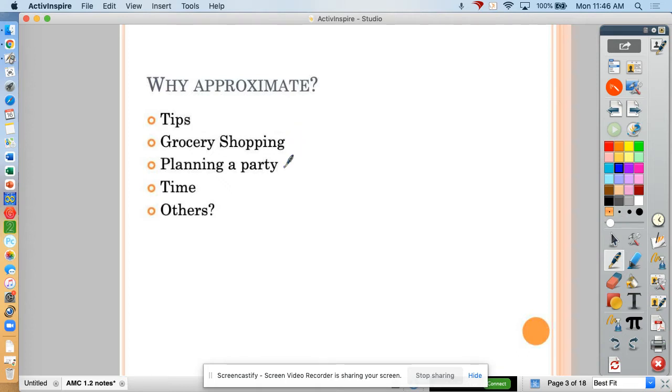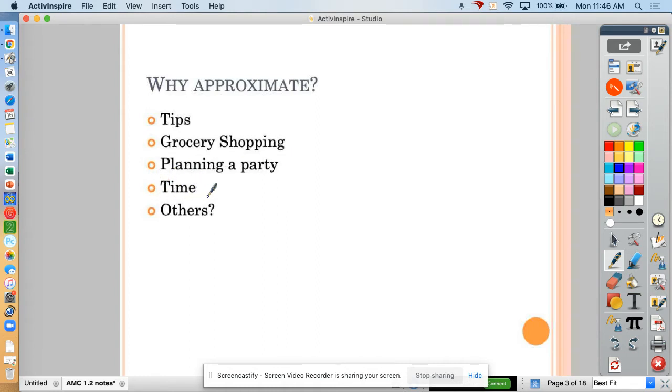If you were planning a party, some things that you might estimate would, of course, be how many people are coming to the party. Do you have enough food for the people at the party? Is your venue big enough? Are there going to be enough chairs? What time people might come? What time they might leave? So how long they would stay? Things like that would be something that you could estimate.